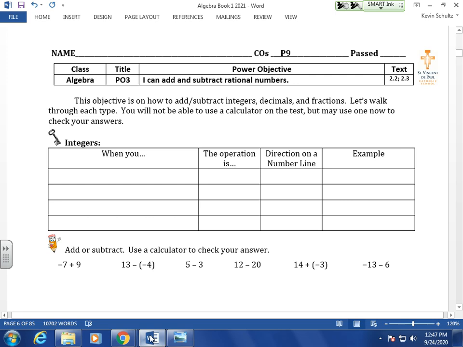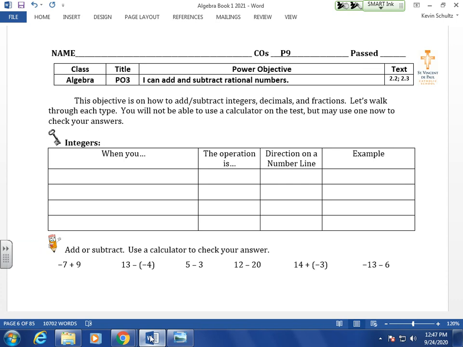Hello and good day. Today in Algebra, we are covering PO3, our first power objective. This is one of the ones where, when it comes to the test, you must show me that you understand this. It is adding and subtracting rational numbers, which includes, of course, integers, decimals, and fractions.